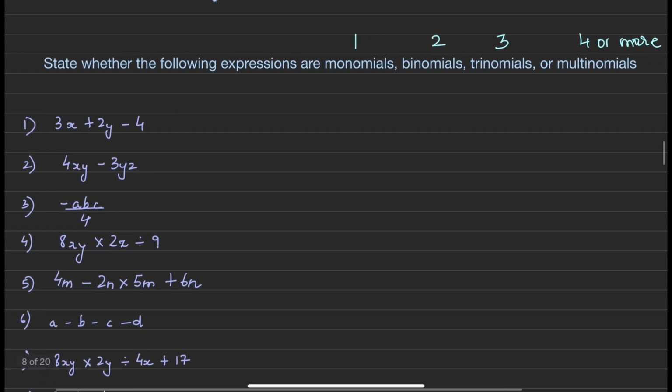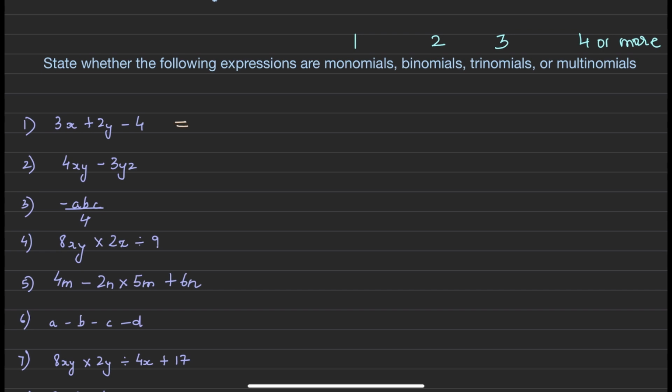Okay, state whether the following expressions are a monomial, binomial, trinomial or multinomial. So look here, I have already written the numbers here. Monomial means just one term. We just did how to identify how many terms are there in an expression. 2 terms is called binomial, 3 terms is called trinomial, 4 or more is called multinomial.